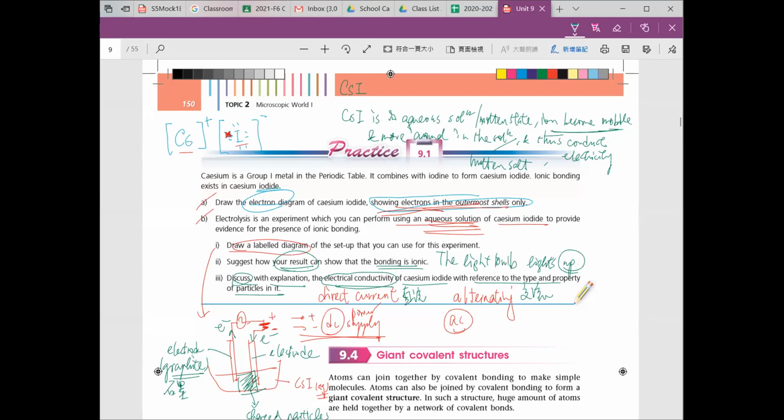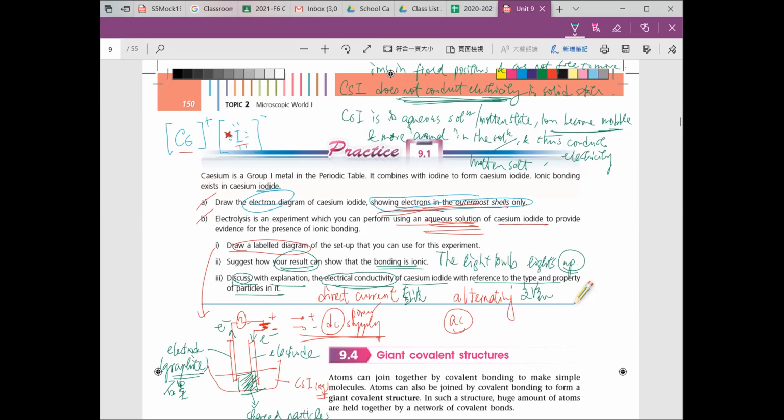How about solid state? When cesium iodide is in solid state, the ions are not free to move. They are not mobile. Good, so it doesn't conduct electricity. Why is it not conducting in solid state? It's because the ions are held in a fixed position and are not free to move. Can you get my point?